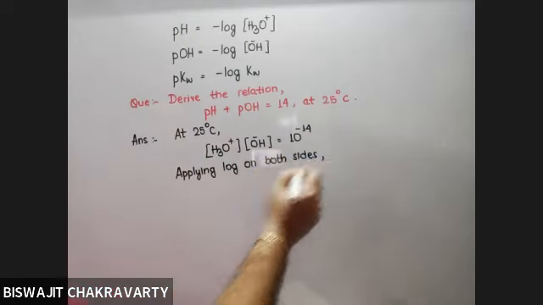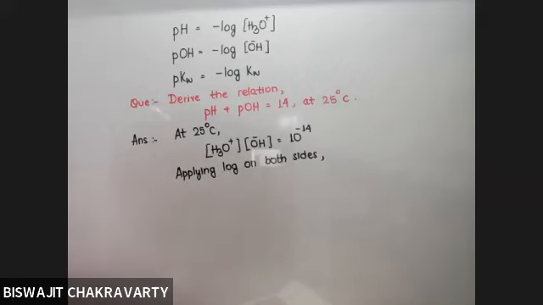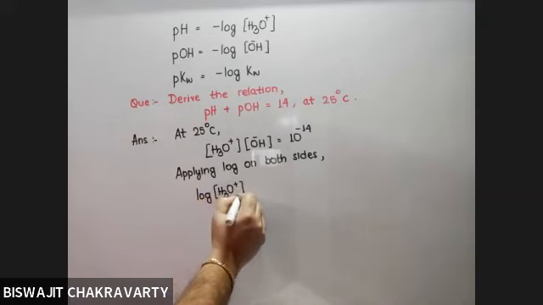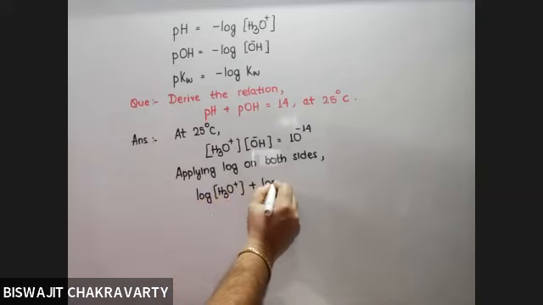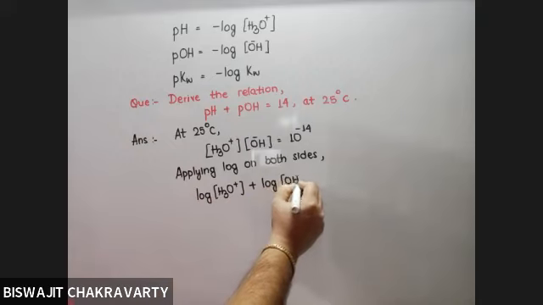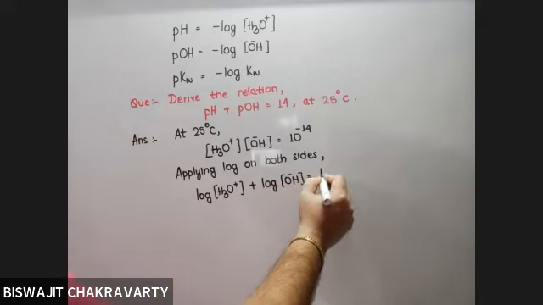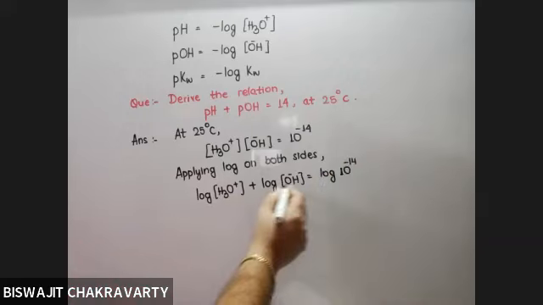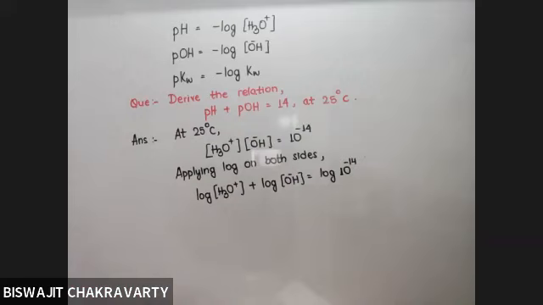If we apply log on both sides, what will I get? Log of H3O plus, log of OH minus is equal to log of 10 to the power minus 14. You must be knowing that when log is applied on the product of two, log of A into B is equal to log of A plus log of B.